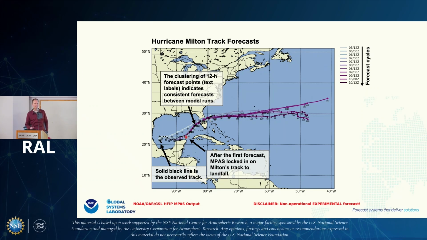The black text, each of our forecast cycles is 12 hours off. So if you have successive forecast cycles where those 12-hour labels are nearly on top of each other, that indicates good consistency from one cycle to the next in terms of where MPAS was predicting Milton to be. And there's a lot of clustering of those black labels along the track. So very tightly packed, close to the observed track, very consistent forecasts up until landfall after that first model cycle.